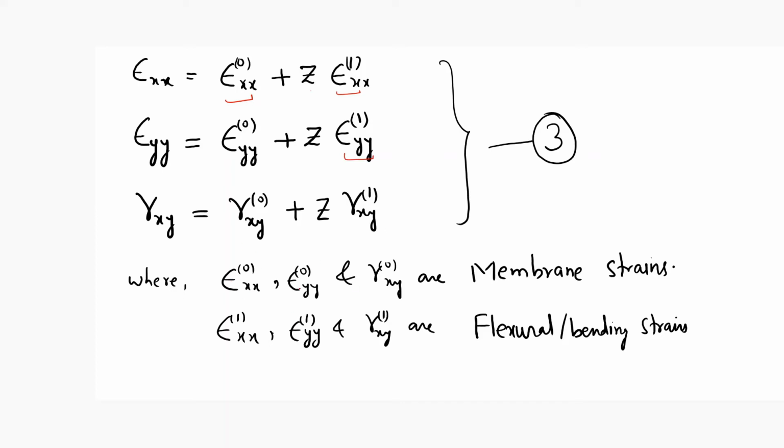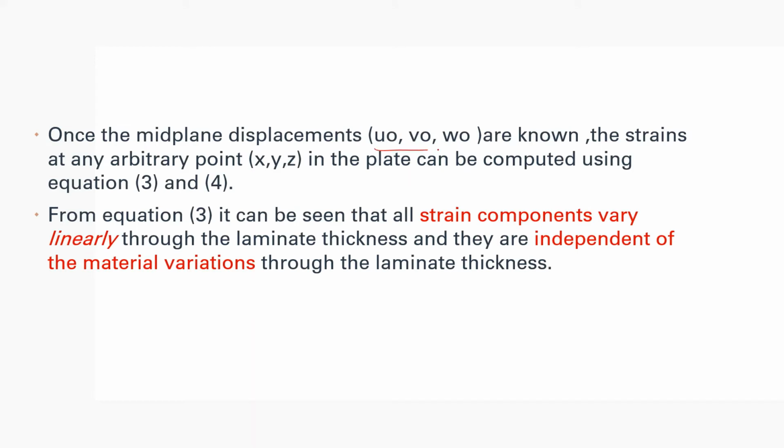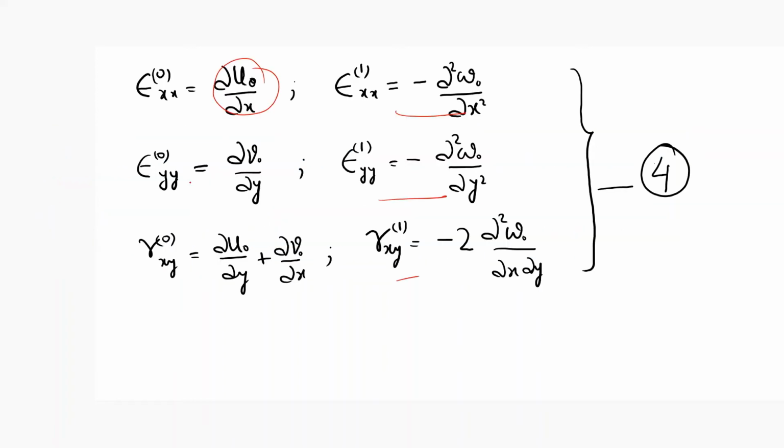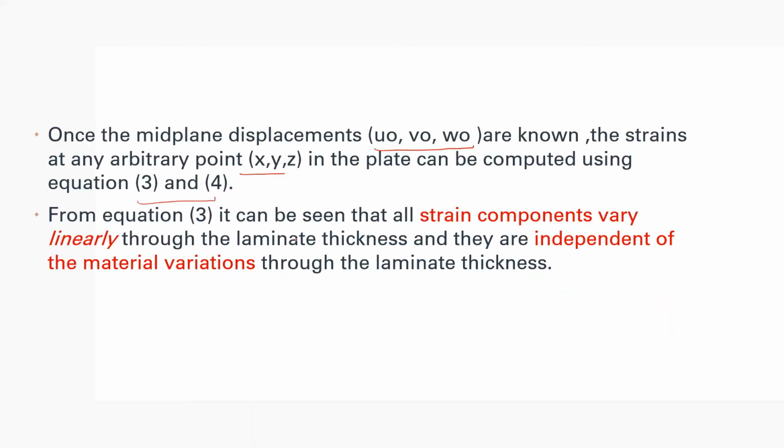These epsilon naught xx, epsilon naught yy and gamma naught xy are the membrane strains. These are called membrane strains because they are due to the stretching. And epsilon 1 xx, epsilon 1 yy and gamma 1 xy are the flexural or bending strains, where epsilon naught xx is this, as we have seen. Once the mid plane displacements u naught, v naught, w naught are known, the strains at any arbitrary point x, y, z in the plate can be computed using equations 3 and 4. This is equation 4 and this is equation 3. If we know equations 3 and 4, we can find the values.